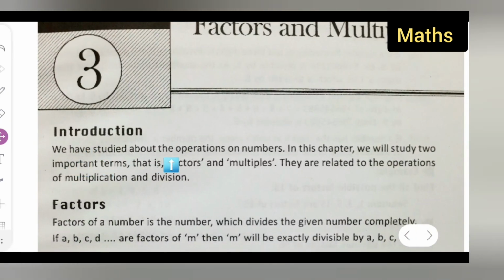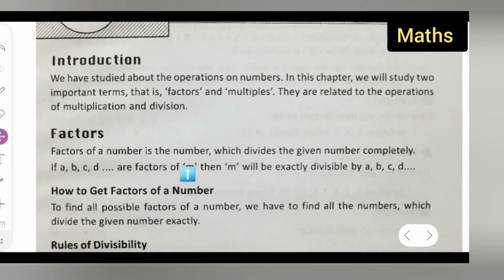We have studied the operations on numbers. In this chapter, we will study two important terms, that is factors and multiples. They are related to the operations of multiplication and division. So let us see the factors.